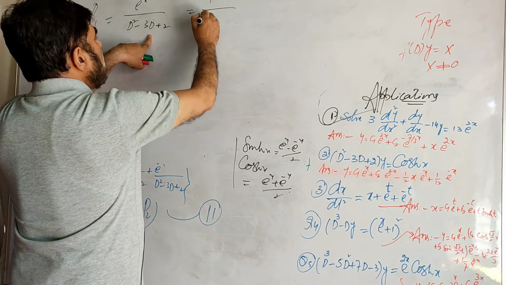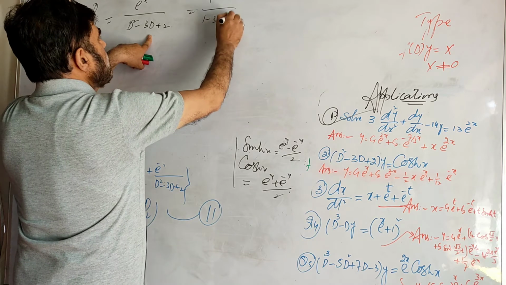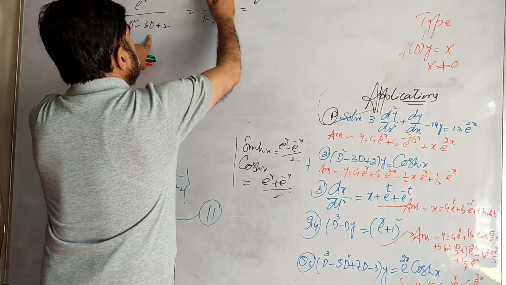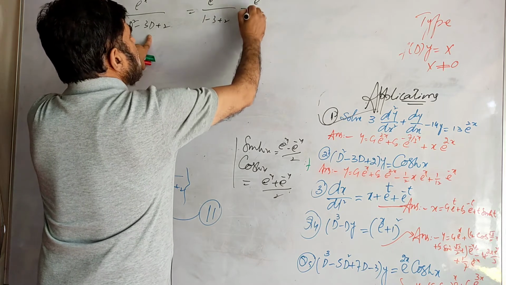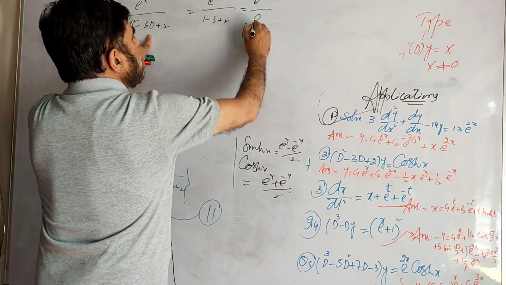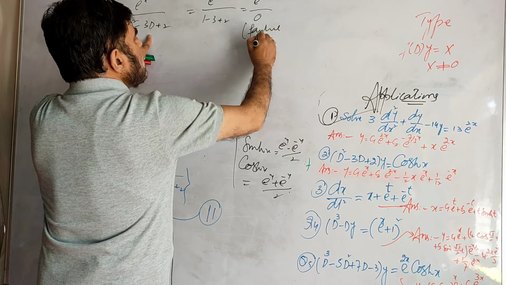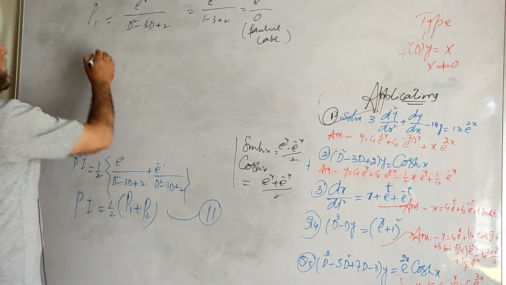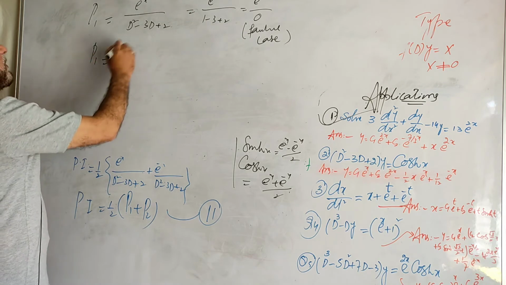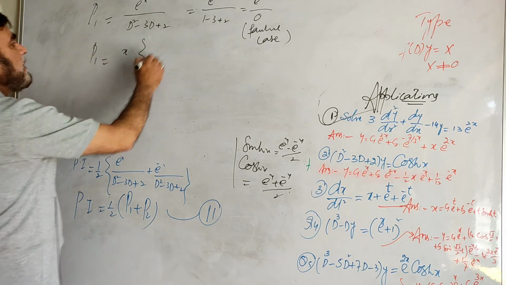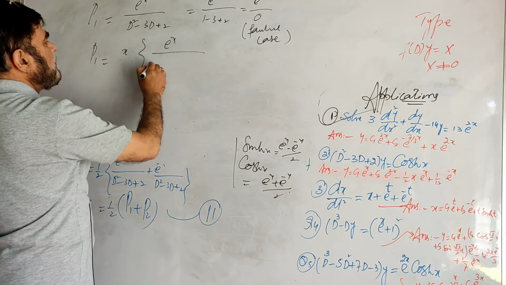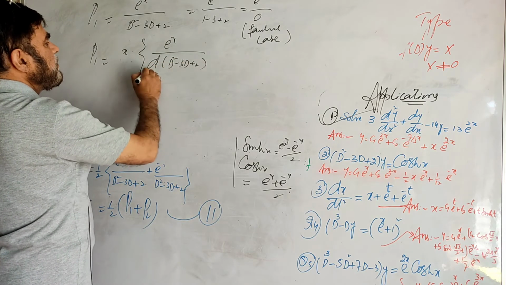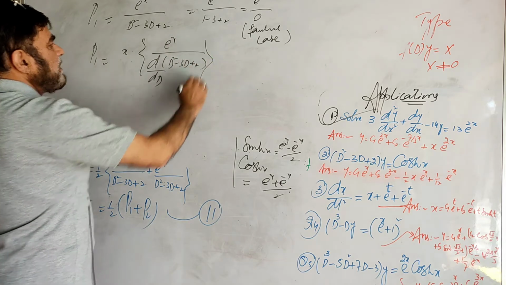It is 1 by 1 minus 3 plus 2, e raised power x. So e raised power x by 2 minus 2, it is 0. So it is the case of failure. How do I go for this failure case? I will write p1 as: I have to take x, then e raised power x, and the differentiation of d square minus 3d plus 2 with respect to d.